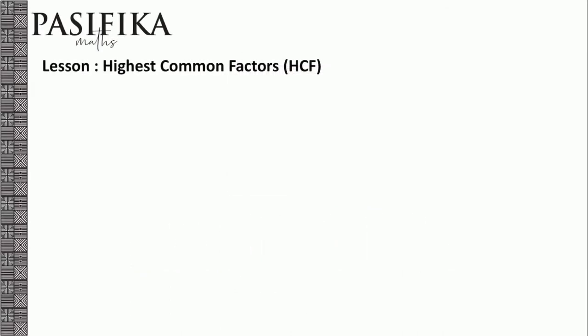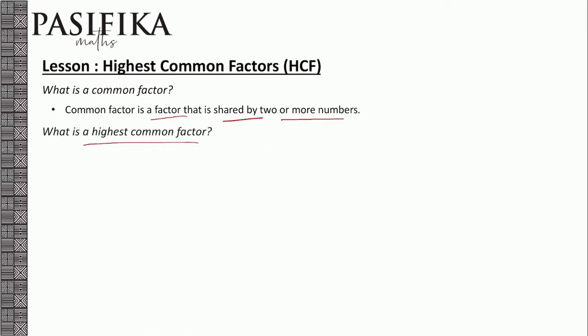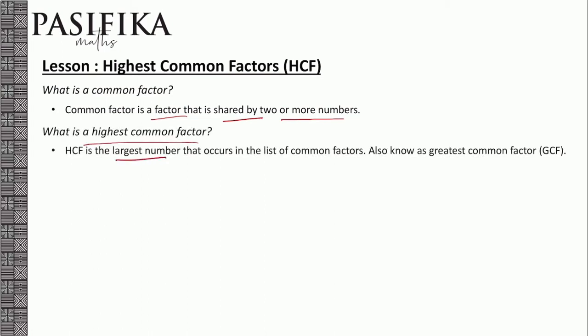In today's lesson, we are going to look at highest common factors. What is a common factor, you might say? Well, it is a factor that is shared by two or more numbers. What is the highest common factor? It is the largest number that tends to occur in the list of common factors. Sometimes you might also hear the word greatest common factor.